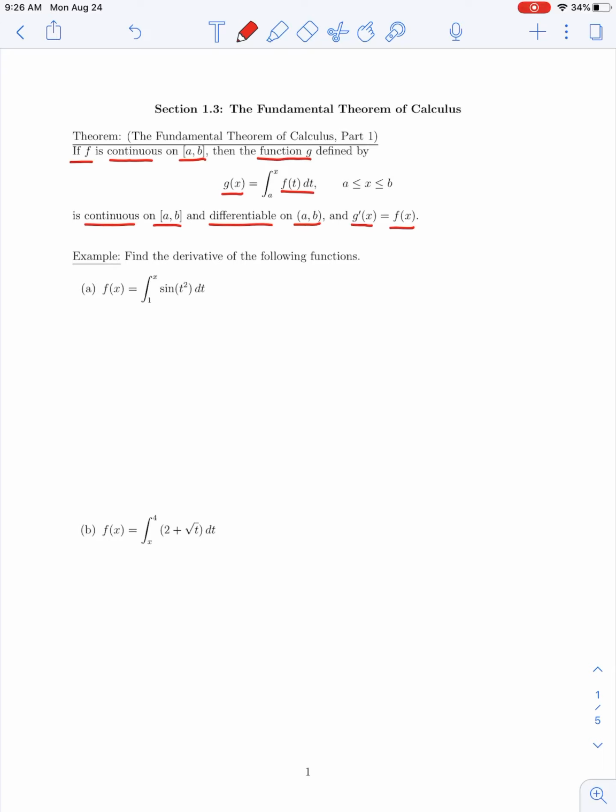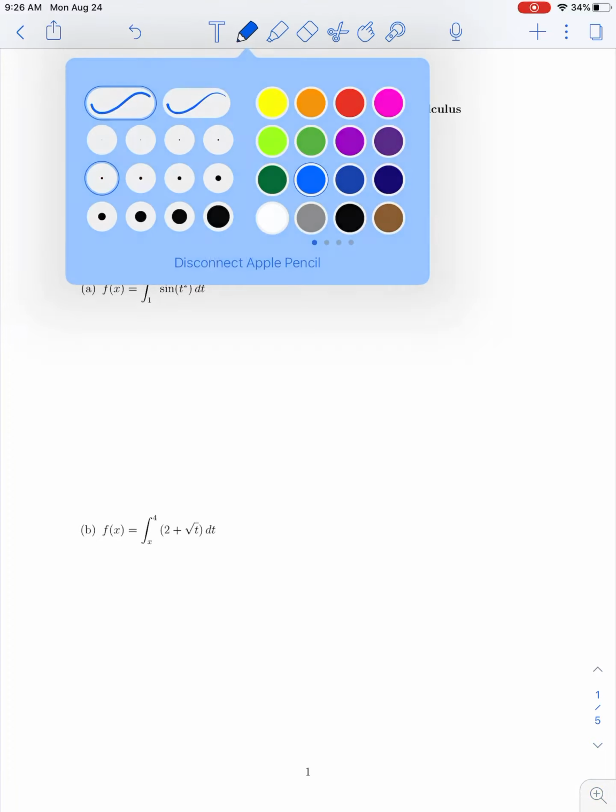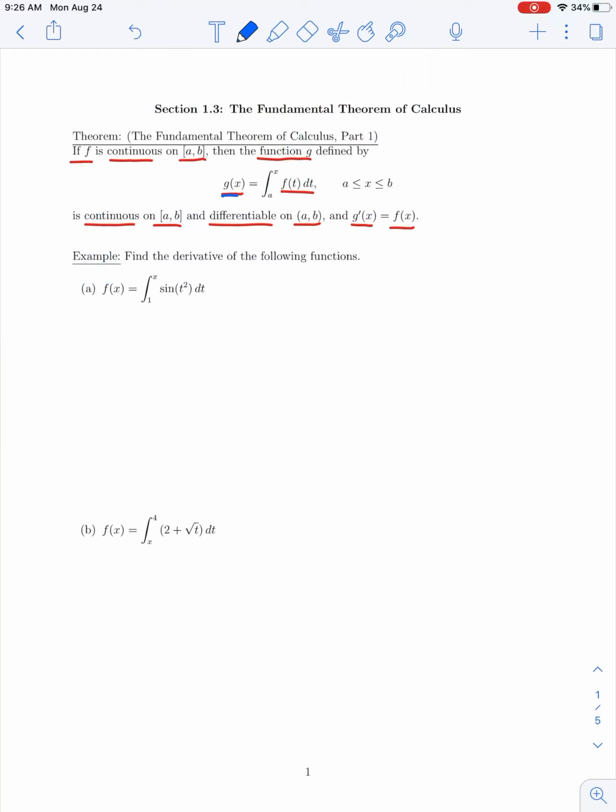So when we first look at the statement of this theorem, it might seem a little bit confusing or messy, but let's think about what exactly this theorem is saying. So we're considering this function g of x, which is defined in terms of an integral. It is the integral of a function, f of t, with respect to t, on an interval from a to x. So let's think about what this function represents first.